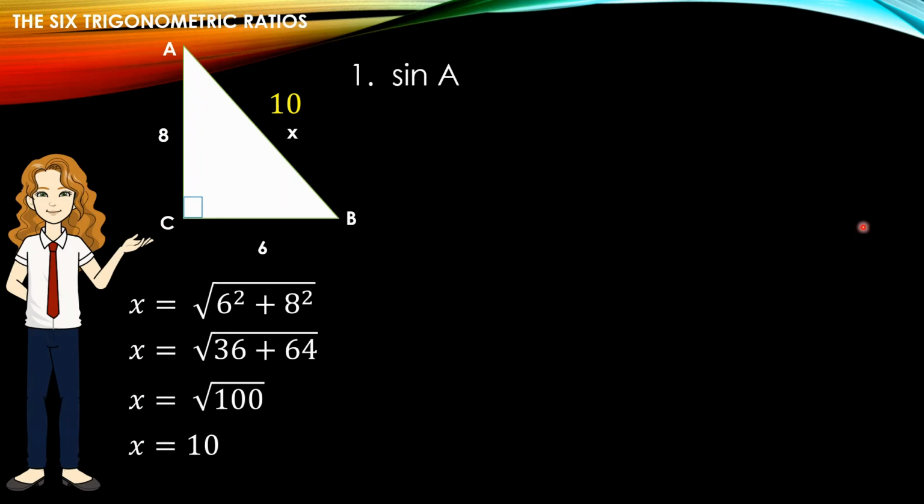Suppose we are given sine A. So what will be the sine A? Looking for the angle A, sine is opposite over the hypotenuse. The opposite is 6 and the hypotenuse is 10. So we have 6 over 10. Then find the lowest term, dividing by 2, so it becomes 3 over 5.